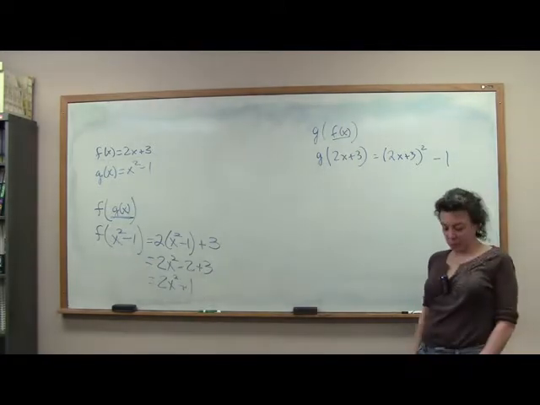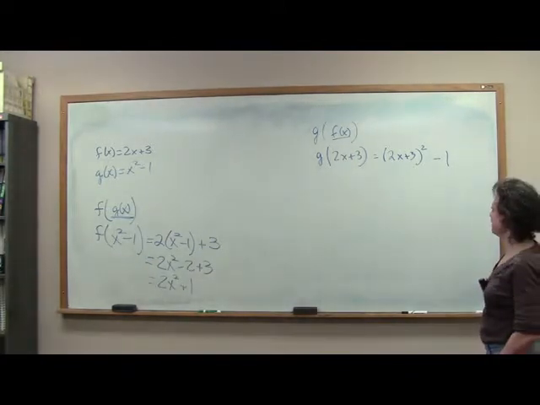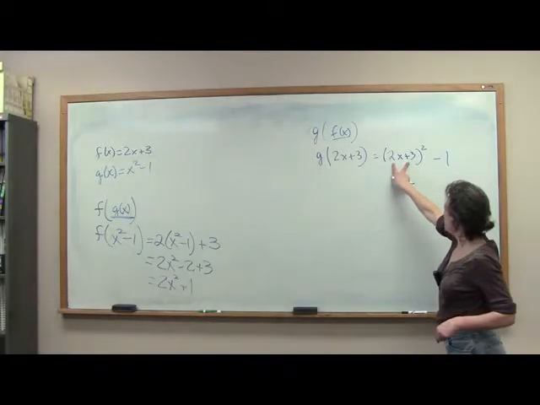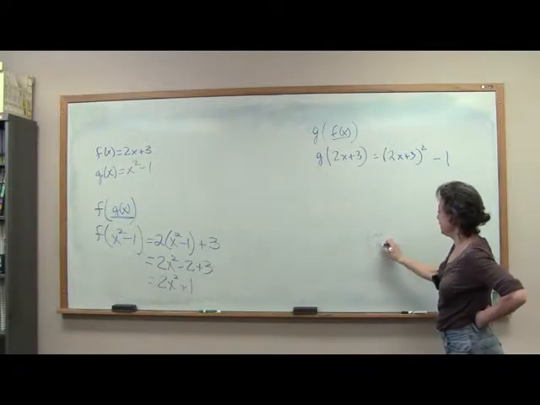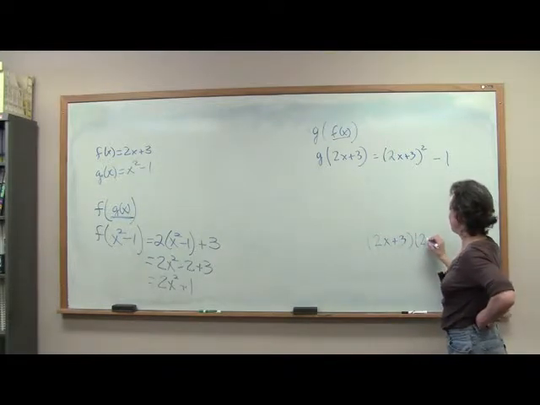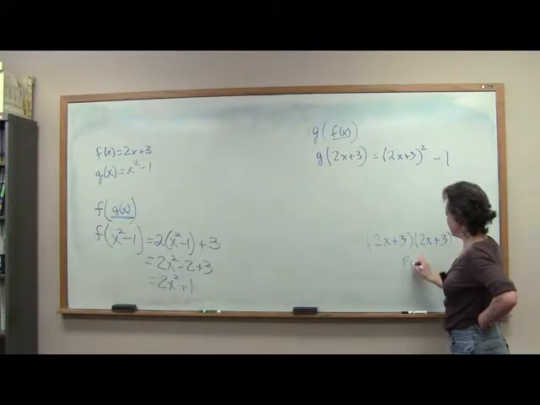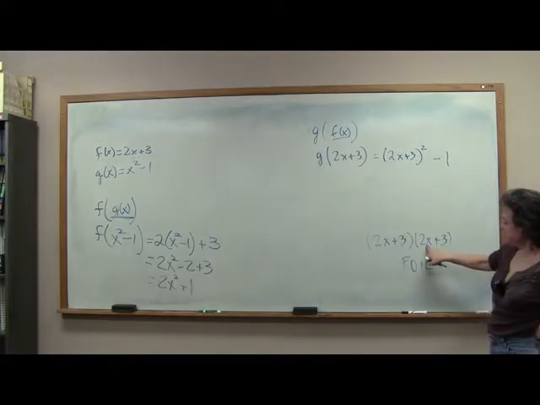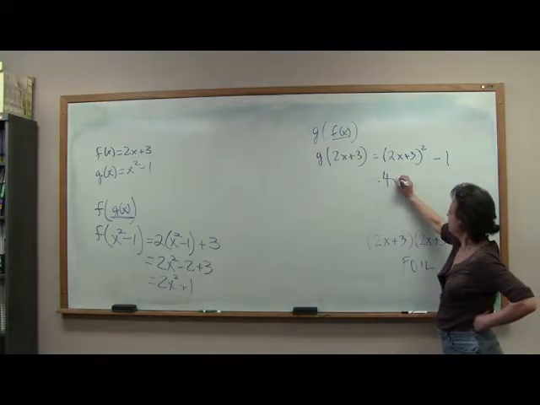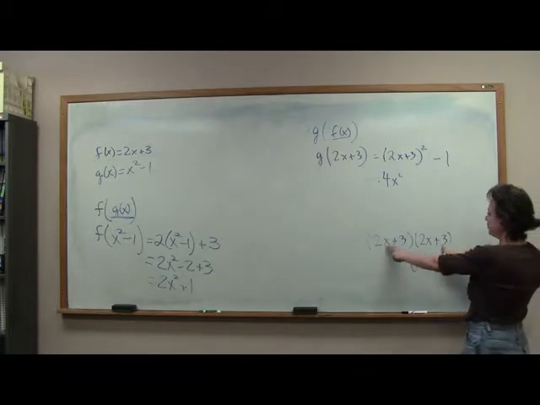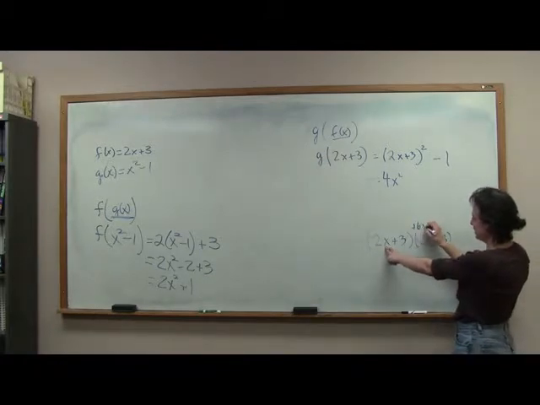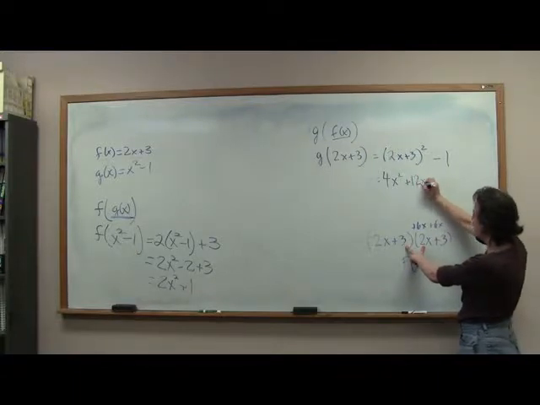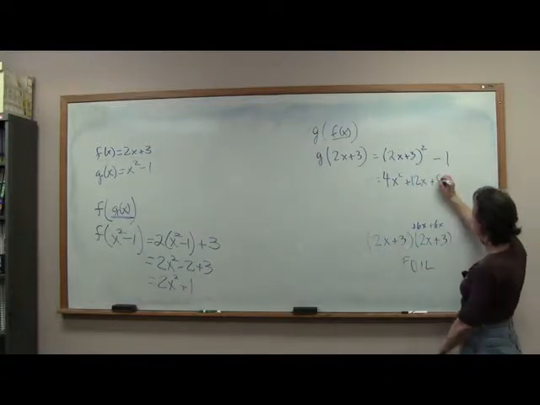Why is this more work? Because we actually have to go through and simplify this. How do you multiply out (2x plus 3) quantity squared? I always think of that as FOIL. Remember the first, outside, inside, last? First term's 2x times 2x is 4x squared. Notice my outside terms give a plus 6x. My inside terms give a plus 6x, so I have plus 12x. And then my last terms give me a 9.